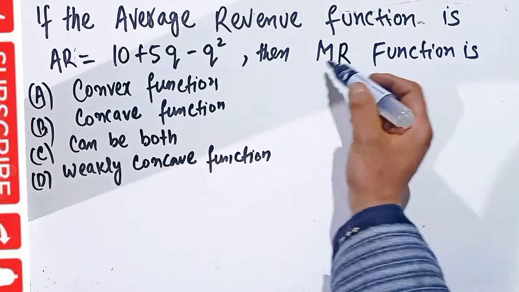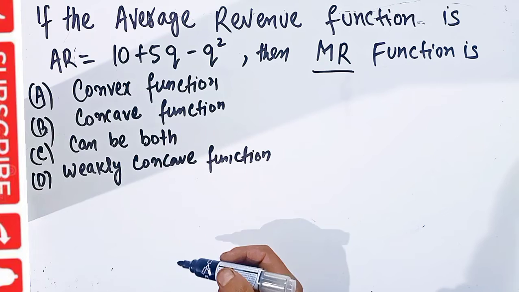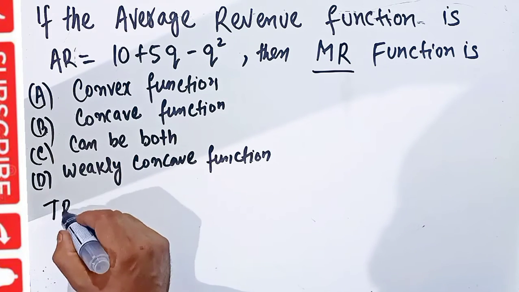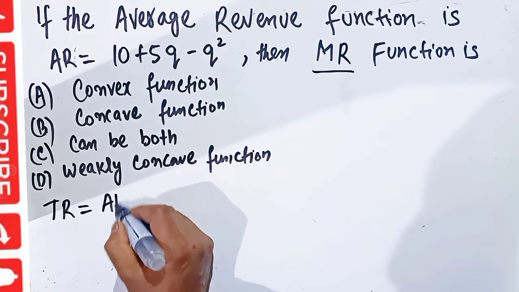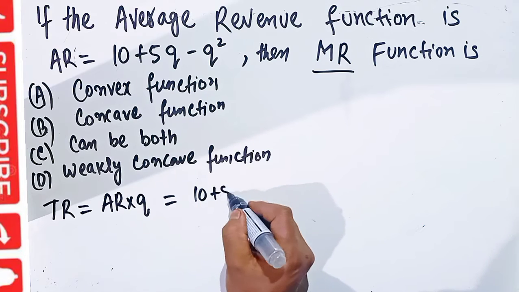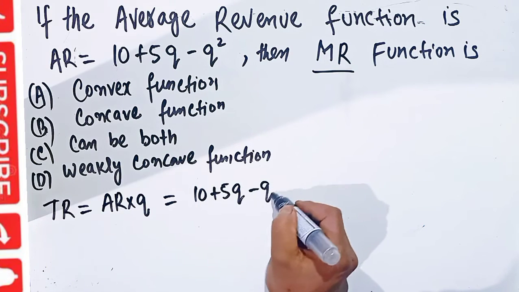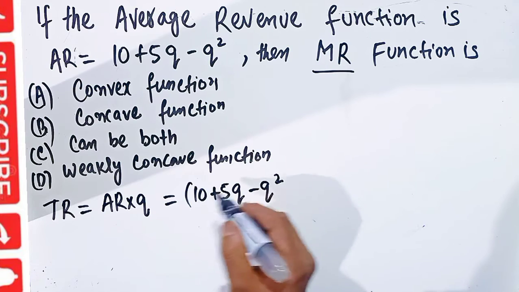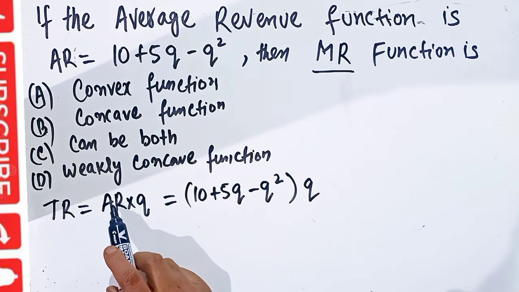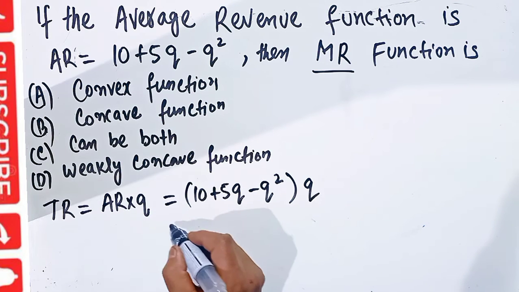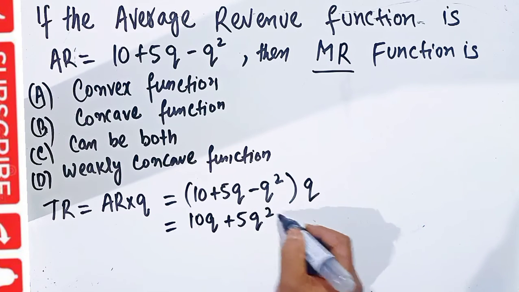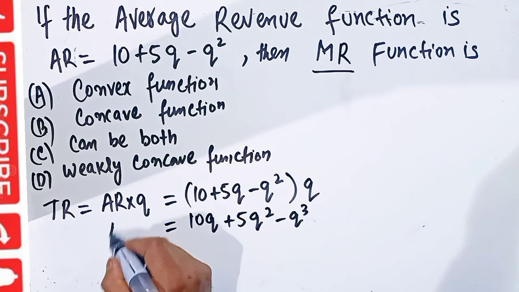Since we have to find out the marginal revenue, first we will find out the total revenue. Total revenue, as we know, is simply equal to average revenue times output, so we multiply 10 plus 5Q minus Q square by Q, which gives 10Q plus 5Q square minus Q cube. This is our total revenue function.